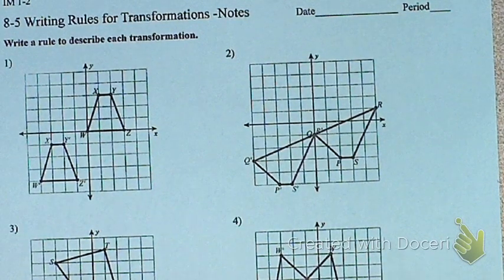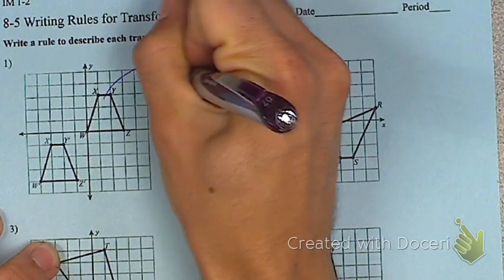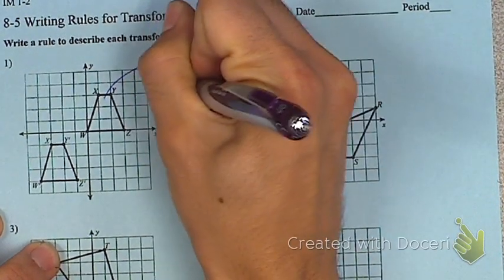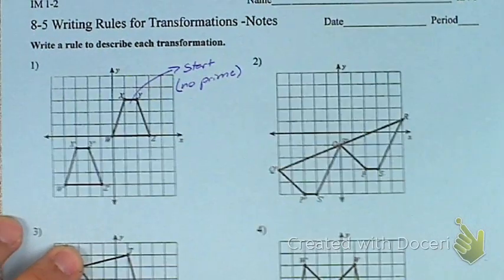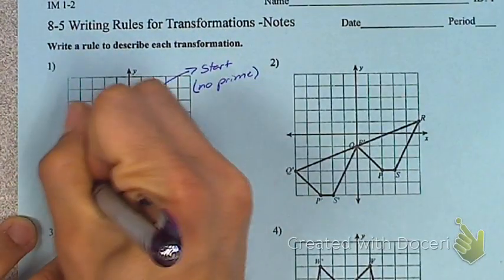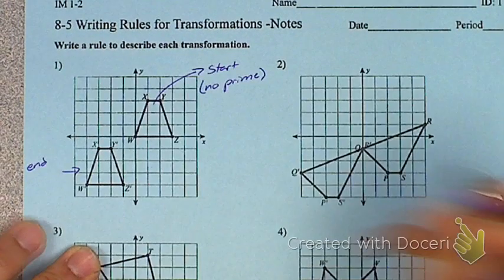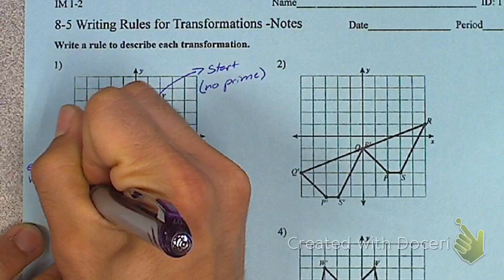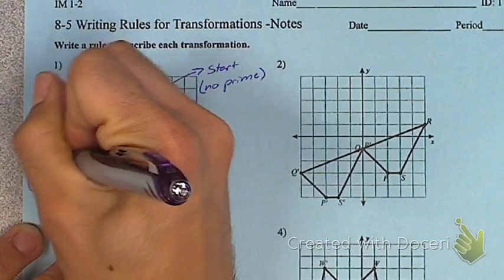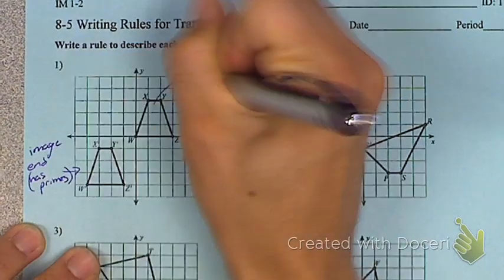Which one is my pre-image? Top right. Quadrant one. How do you know? Because there's no prime numbers. Because it has no prime. Which means the bottom one is my end, because it has primes. And good, the correct terms are image and pre-image.